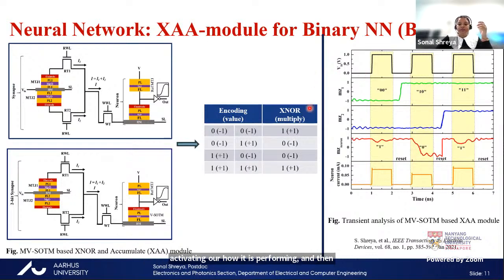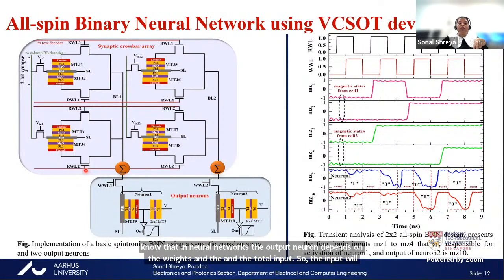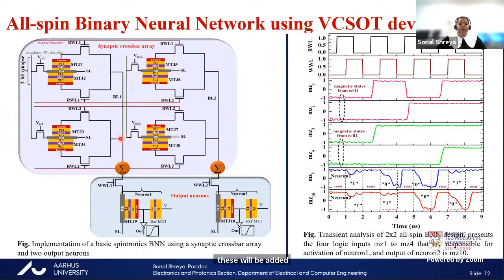And then for the bigger neural network level designing, first we need to think and see how we can design the synaptic crossbar array and how it will behave, how the bitline current will be followed, and how it will be added. Because we know that in a neural network the output neuron depends on the weights and the total input. So the input will be current here, and the weights will be the conductance of each of the magnetic devices, and then all these will be added here, and then decides whether the neuron will be activated or not. So this is the circuit that I proposed during my PhD work, where each of these synaptic devices is capable of storing 2 bits.